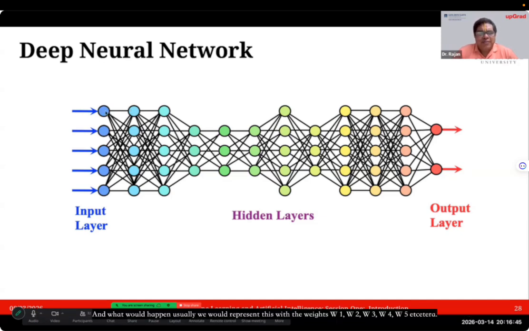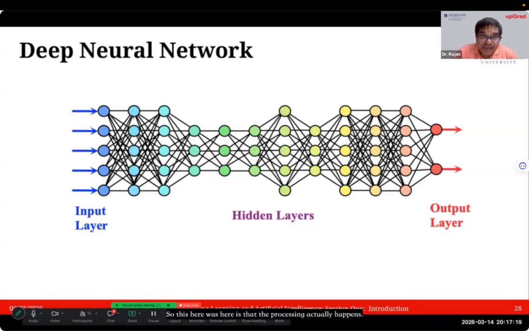Okay, and what would happen? Usually we would represent this with the weights W1, W2, W3, W4, W5, etc. So these are just connections; the weights of connections are what these lines denote. And then inside this particular neuron, if you see, it gets one input from x1, one input from x2, one from x3, one from x4, one from x5. This is not fully connected here, there should be a line here.